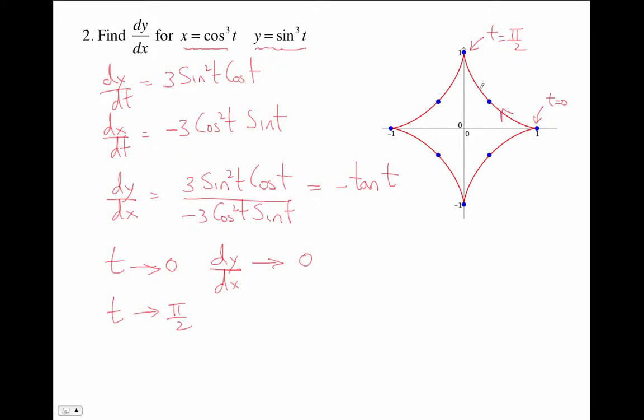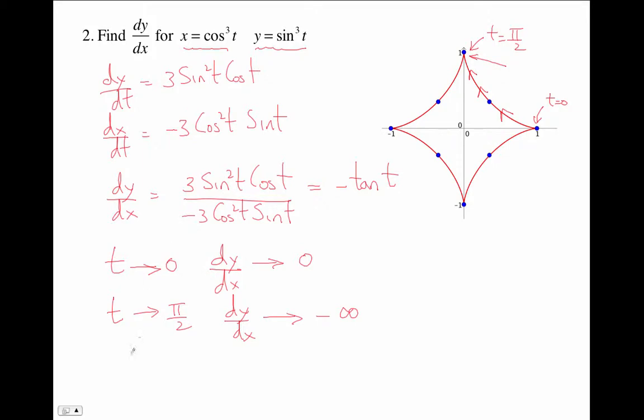So as we go from here, you see that dy by dx is approaching minus tan pi by 2, which is minus infinity. And so at this point, the derivative goes to minus infinity. You can see it's very sharply sloping upwards.